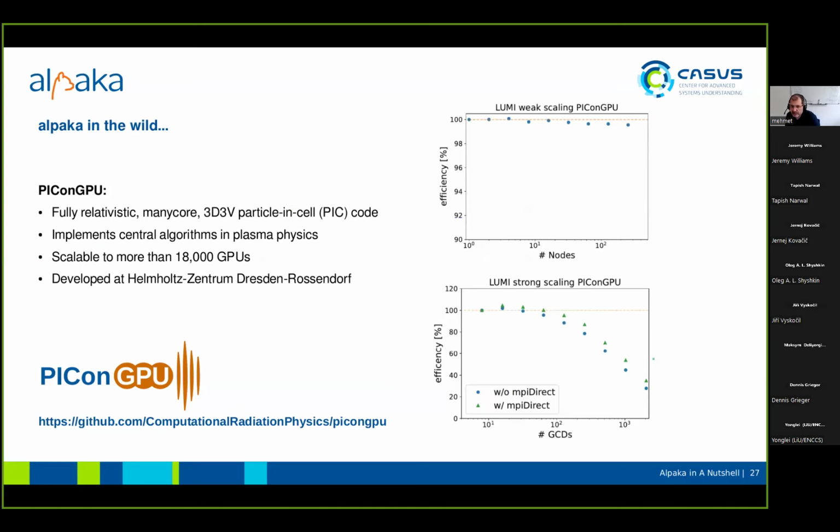I would like to talk about the PIConGPU project. PIConGPU is one of the most important users of the Alpaka library. It is a particle-in-cell code and mainly implements laser plasma acceleration. It is run on some of the fastest supercomputers. The graph shows how the performance of PIConGPU scales as the number of nodes grows, according to the test performance performed on the LUMI supercomputer in Finland.